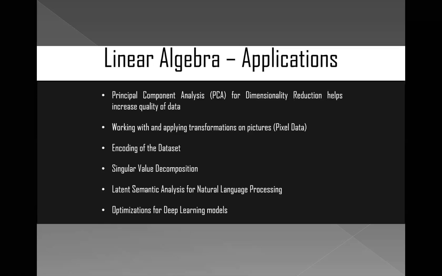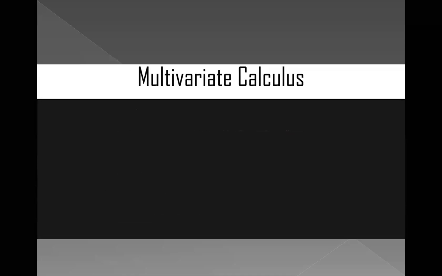Next is singular value decomposition. Our PCA, the principal component analysis, actually works on the backend of singular value decomposition, right? The next one is latent semantic analysis for natural language processing. Moreover, it is used for the optimization of deep learning models. Just now we saw so many deep learning models and ANN models, and they are optimized by using these linear algebra concepts, right?